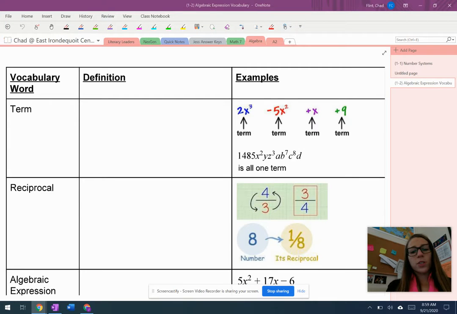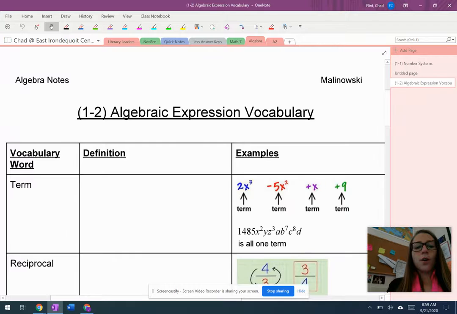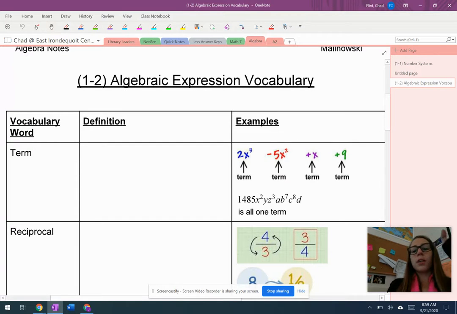Good morning, algebra students. So today we are looking at the notes for 1-2, algebraic expression vocabulary. Most of this is vocabulary we did at least touch upon, if not fully go over in 7th grade, so it might be familiar to you. If not, well, that's why we're going over it. So first one we're looking at here, term.